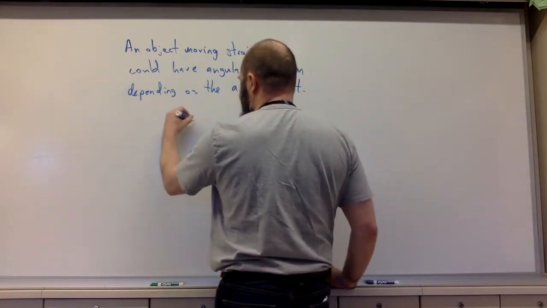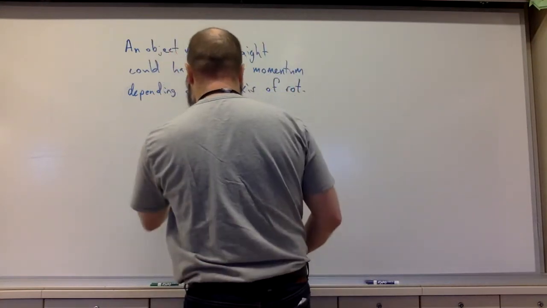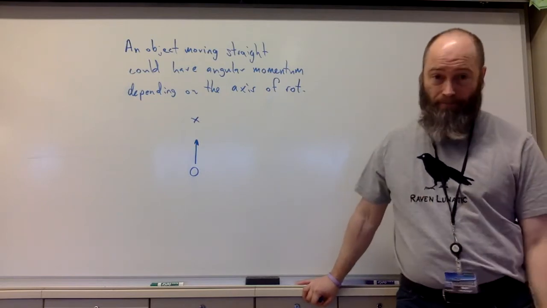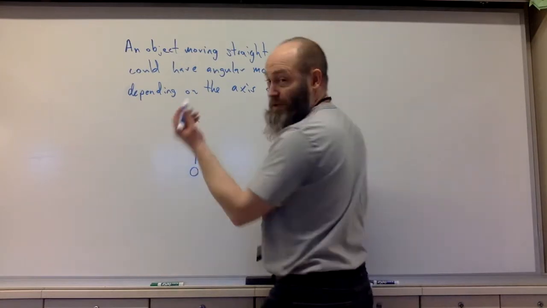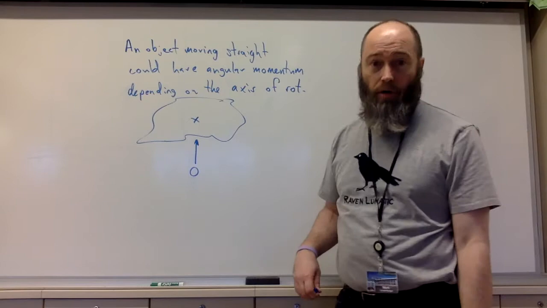If I have an object moving this way, and that's the axis of rotation, let's try that again. That's the axis of rotation. That object would have no angular momentum. Okay? That's not going to cause a torque. It doesn't really matter what the shape is. If I put some random shape there, it's not going to cause a torque.